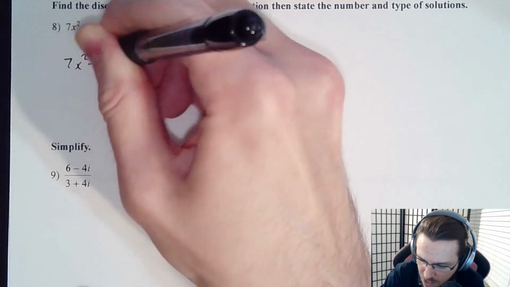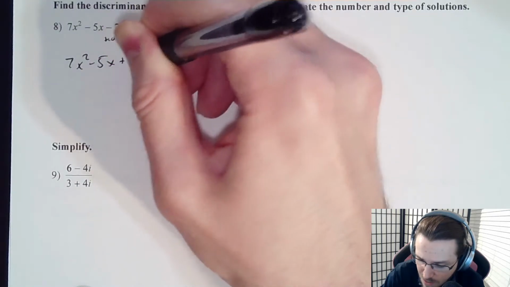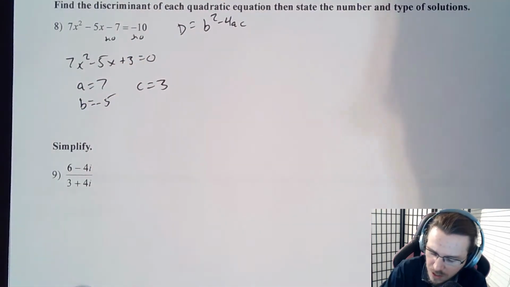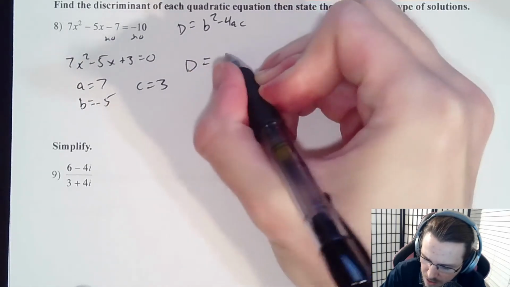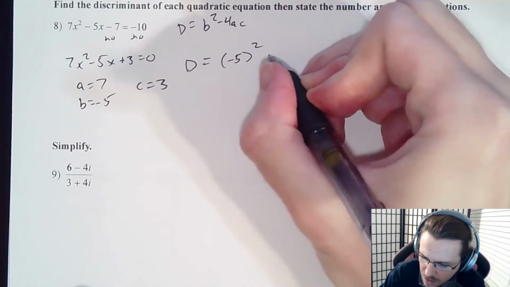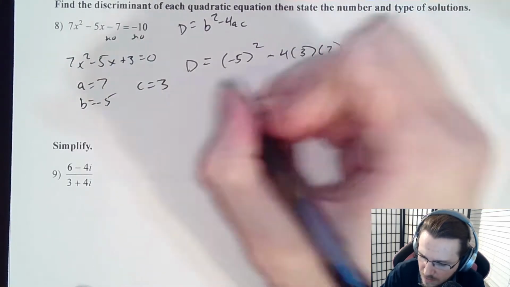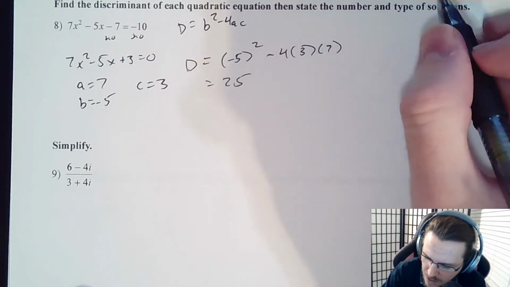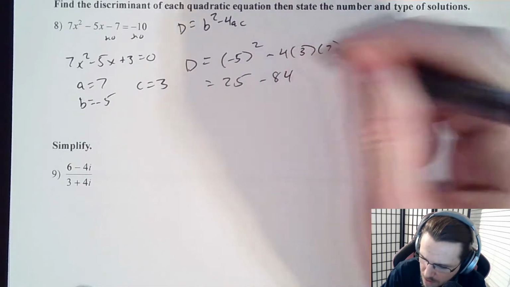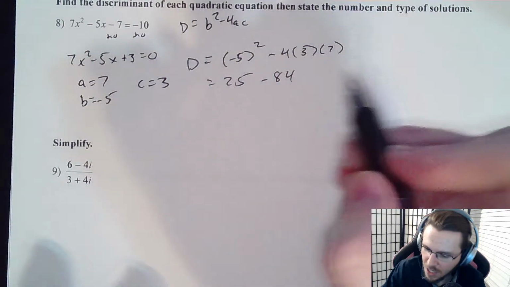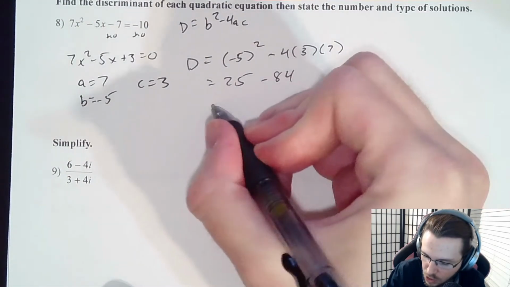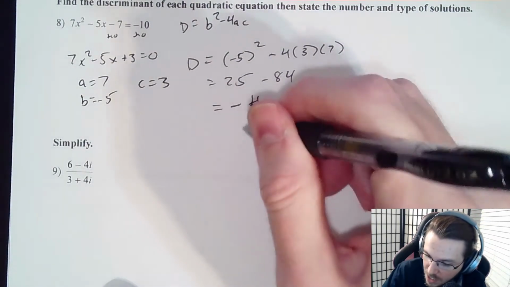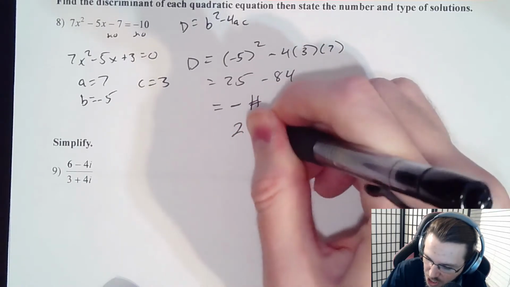We get 7x squared minus 5x plus 3 equals 0. So A is 7, B is negative 5, C is 3, and therefore D is equal to negative 5 squared minus 4 times 3 times 7. So you got 25 minus 12 times 7, what's that going to be? 84? Negative 84. And again, we don't care what the number actually is. 25 minus 84, you might not be able to do it in your head, and it doesn't matter because you should know it's a negative number of some kind. Negative something, which automatically means it is 2 imaginary solutions.